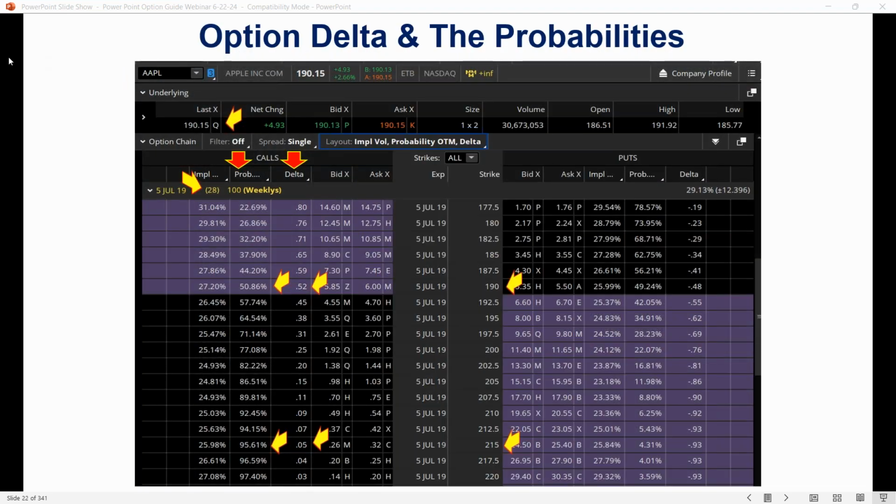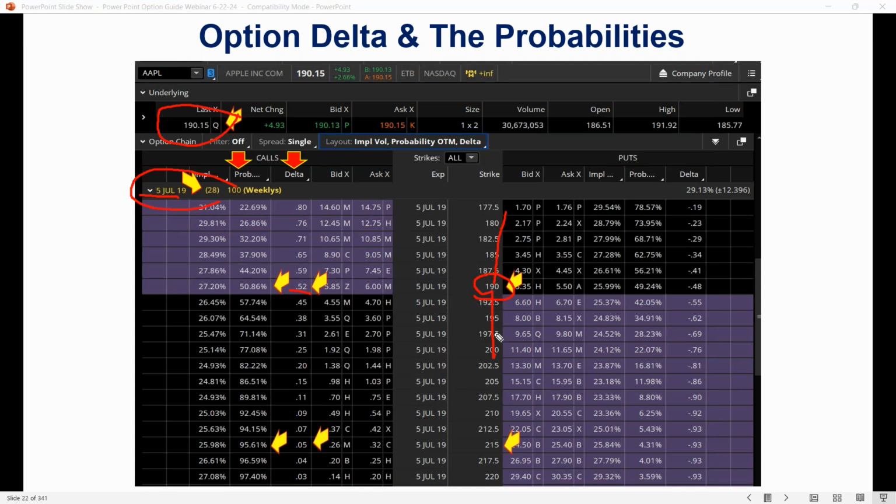So here's just another good example of option delta. This was an example on Apple. Apple is trading at 190, 28 days to expiration, the 5 July series. The at the money strike, 190, has a delta of 50, 52 basically. So that's 50-50. There's a 50% probability that price will be at 190 or below, and a 50% probability that it'll be at 190 or above. That's how you can measure those probabilities real quick.